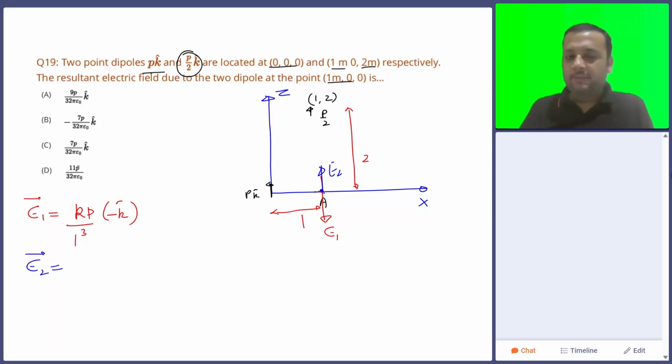So the formula is 2 Kp by R cube. So 2K, P means P by 2 here because the dipole was P by 2. 2 Kp by R cube. R here is 2. That means you will cube it, and it is in the plus K cap direction.